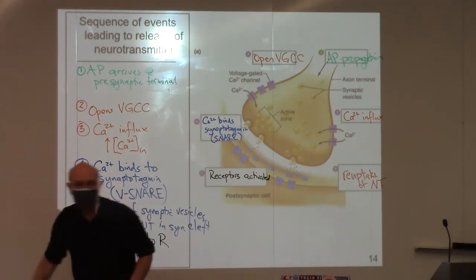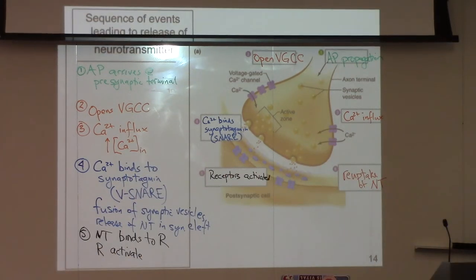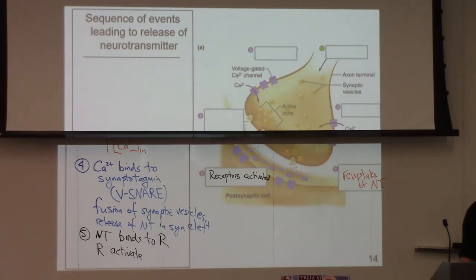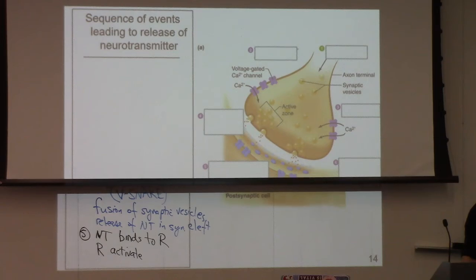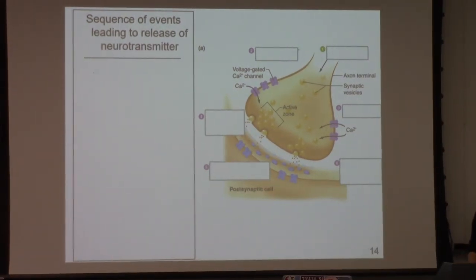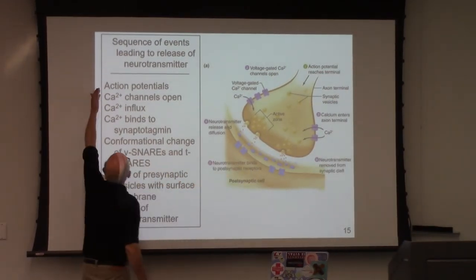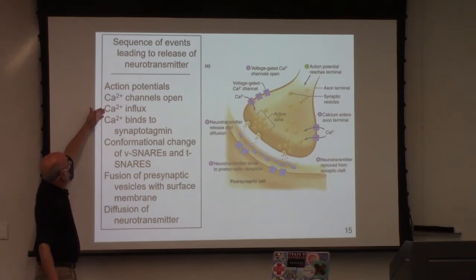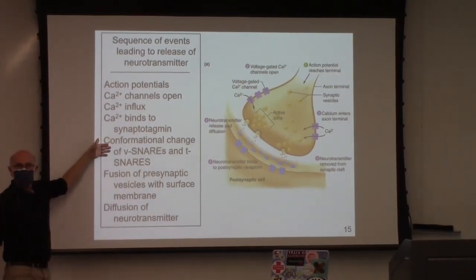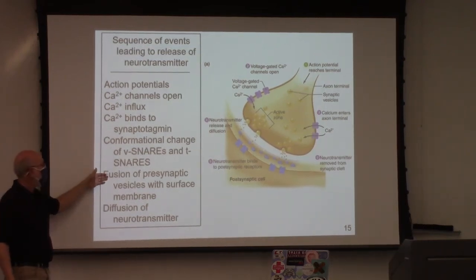Your handout should look something like this. Let's see if we got it right. Action potentials, calcium channels, calcium influx, synaptotagmin, V snares, T snares. We'll talk about conformational change in a minute. Fusion, we got the fusion idea.